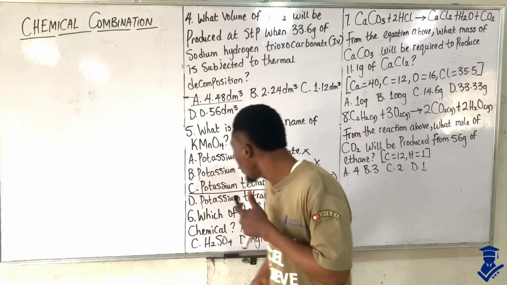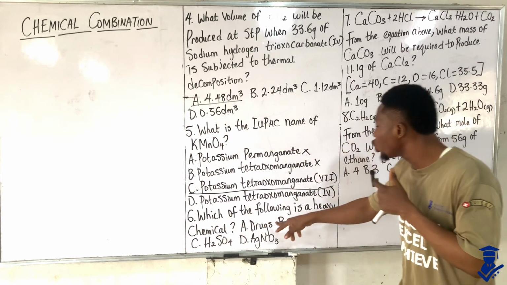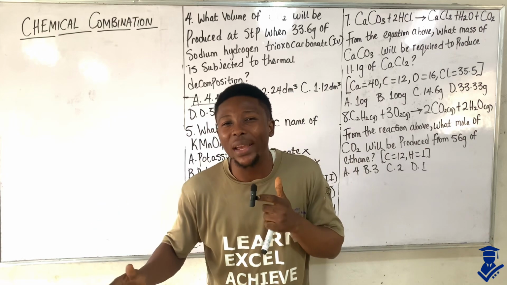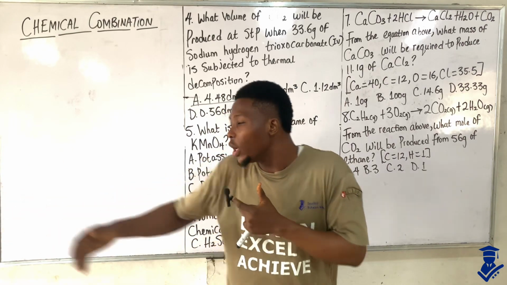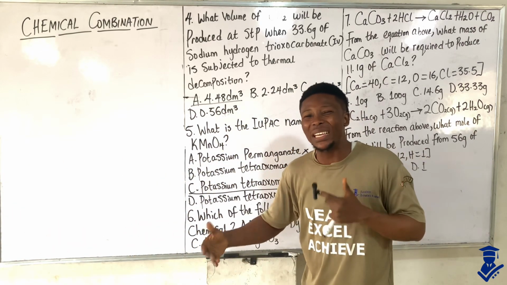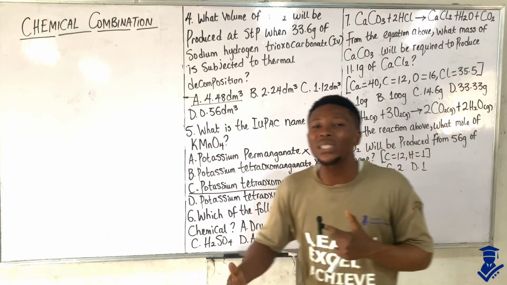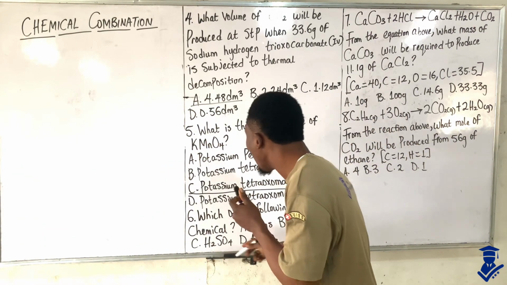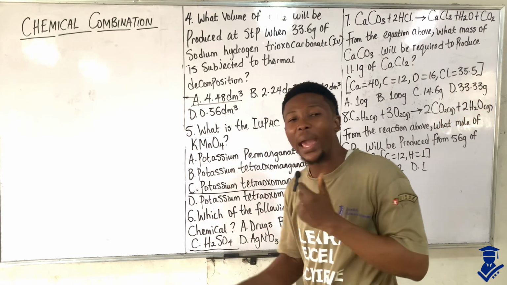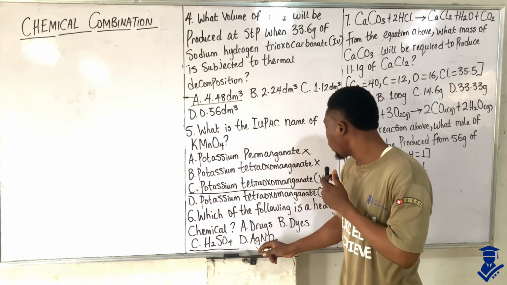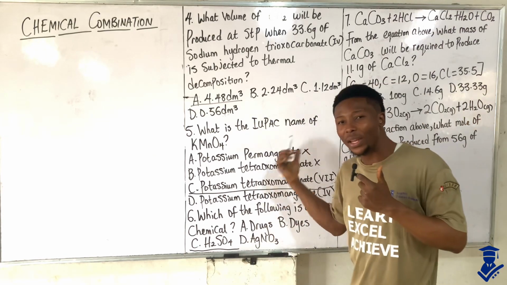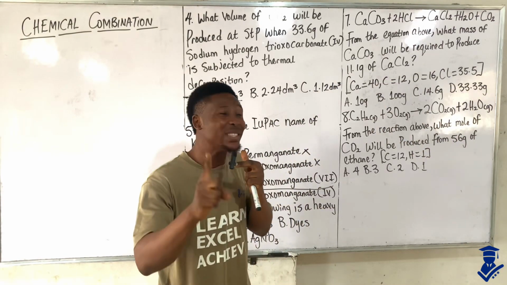So let's look at our options. Drugs, dyes, and AgNO3 are fine chemicals. The only heavy chemical here is H2SO4 because it is produced in large quantities. So our answer is H2SO4. H2SO4 is the heavy chemical amongst all of these. Now let's solve the next question.